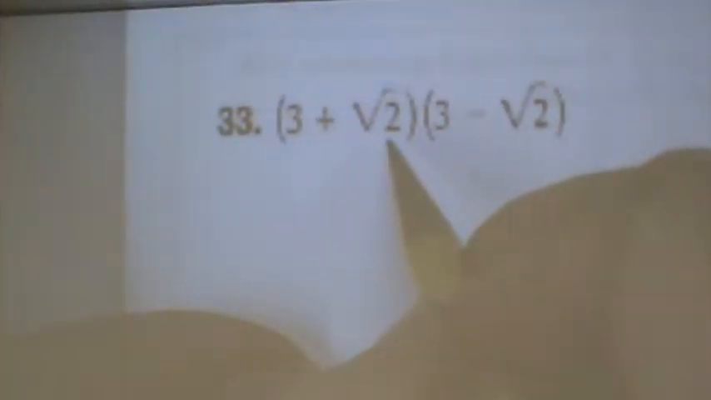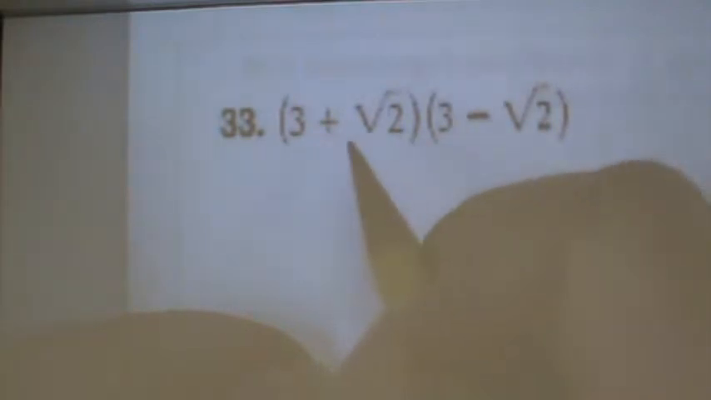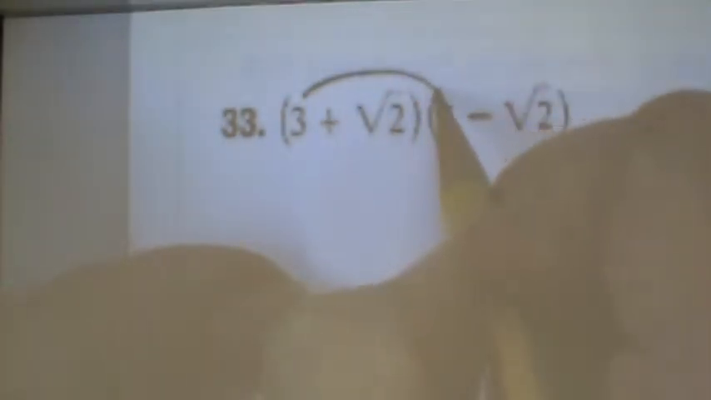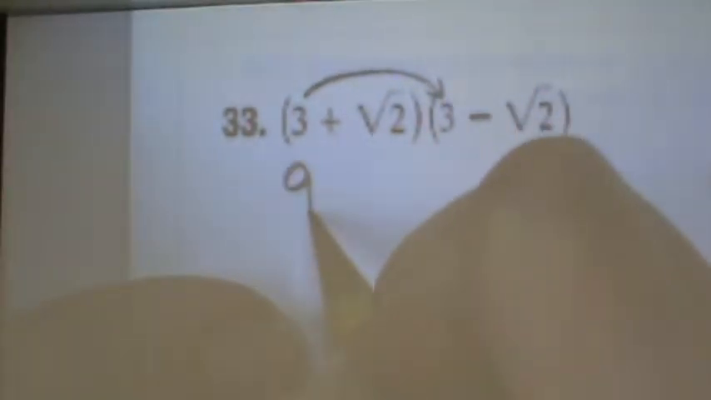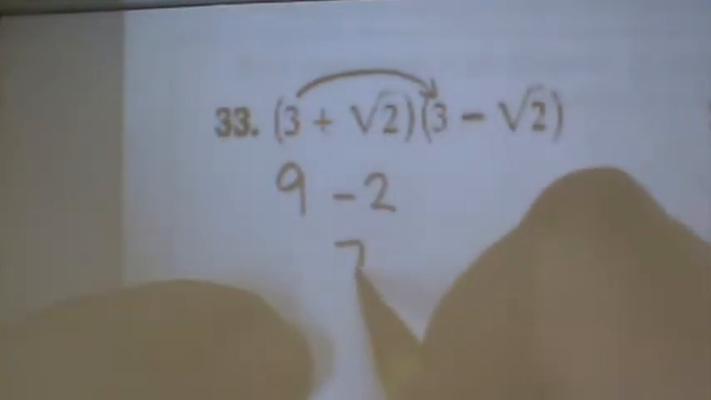Number 33, you are going to FOIL. And because it's the difference of two perfect squares, all you have to do is multiply the first two. 3 times 3 is 9. And root 2 times root 2 is minus 2. So 7 is your answer.